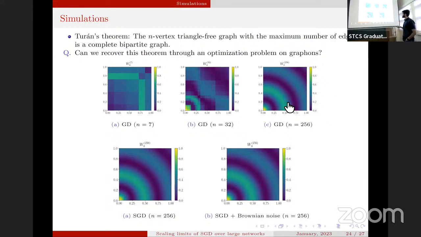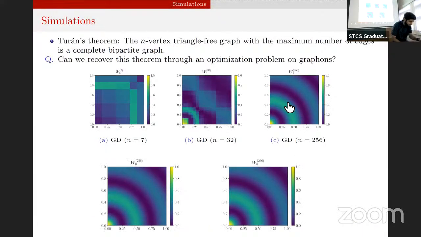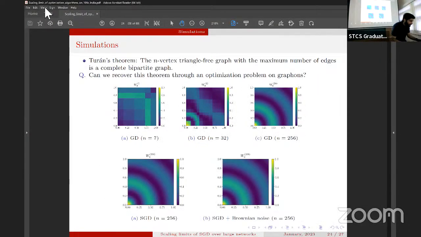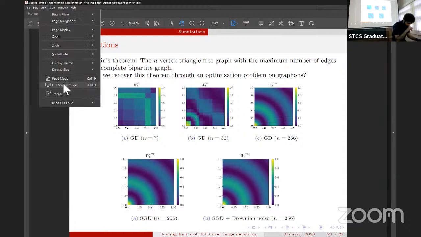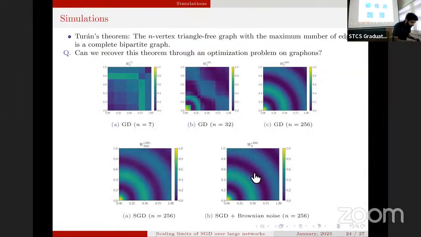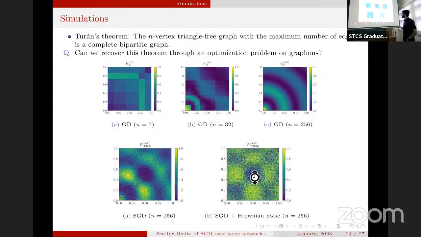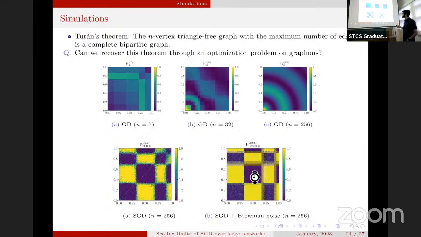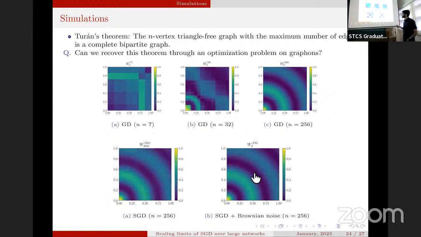Here I do the same thing for the same initialization. I will run SGD and I will run SGD plus external Brownian noise. We'll see what these curves are. On the left you have SGD and on the right you have SGD plus a lot of Brownian noise. And here also we are recovering the same solution, the balanced complete bipartite graph, up to permutations. This is nothing but the 2x2 block, despite a lot of noise.